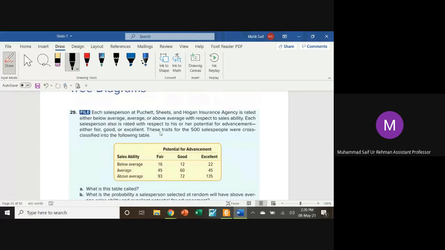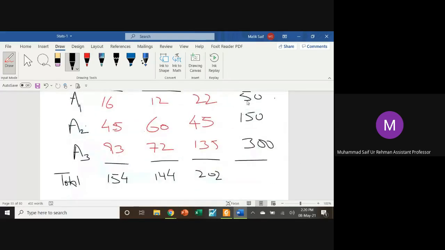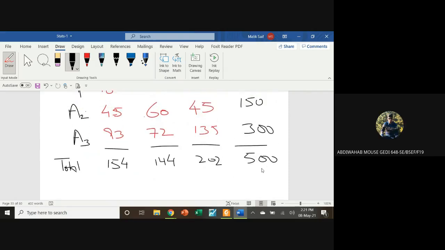You can see over here, these are the trades for 500 salespeople. So 500 should be there when you add the values in the last column, and when you add the values in the last row. Please confirm it. Yes, 500, sir. If it is 500, then you have added correctly. Otherwise, if it is not 500 from this side or from this side, then there will be some issue. So you have to confirm that these three values are equal to 500, and these three values are also 500. Confirmed. That's very good.